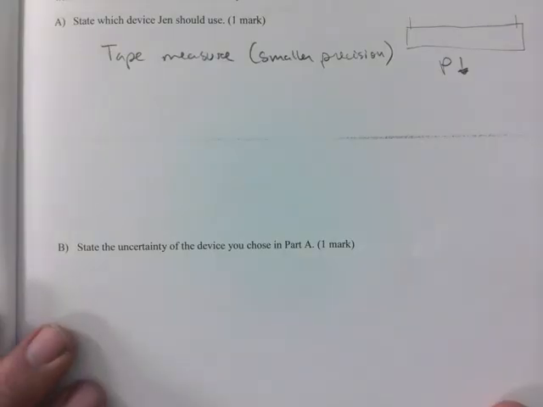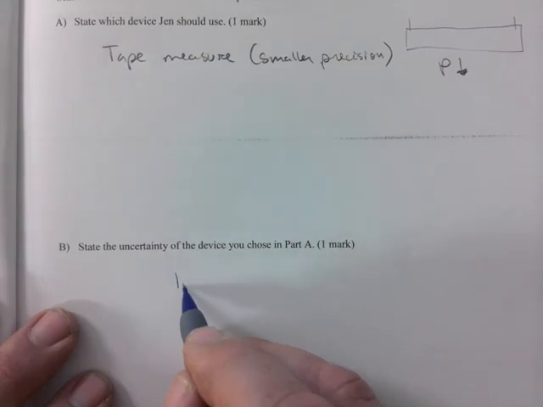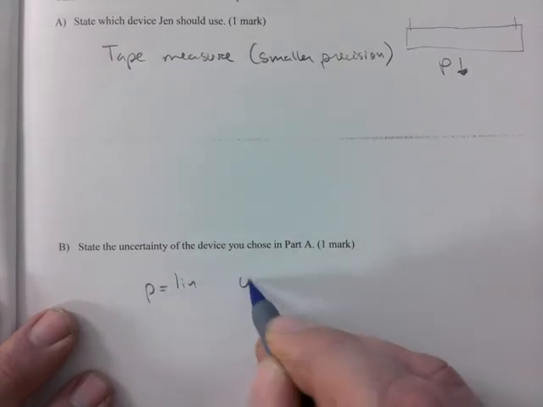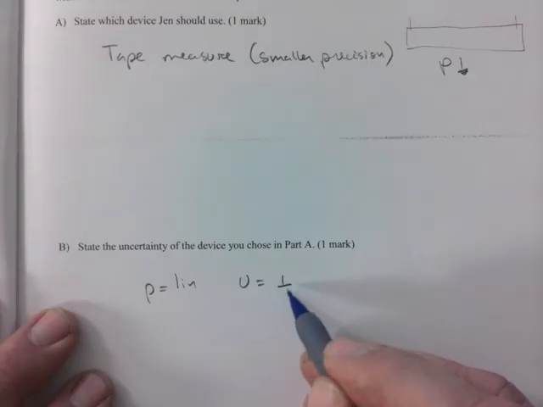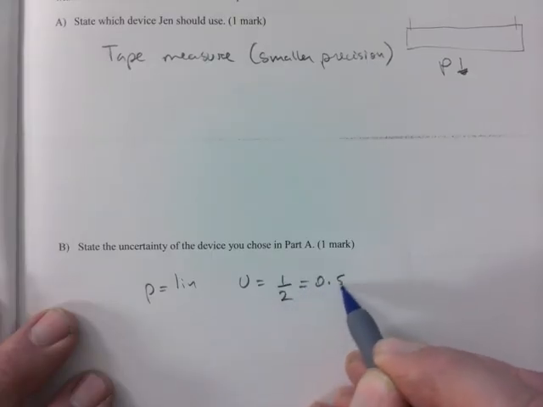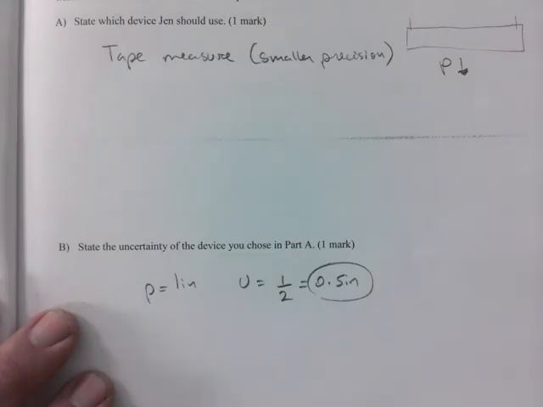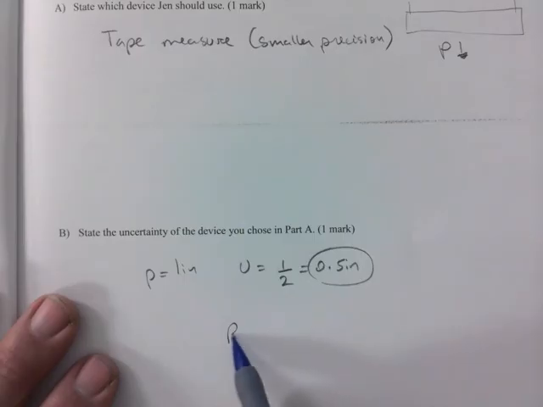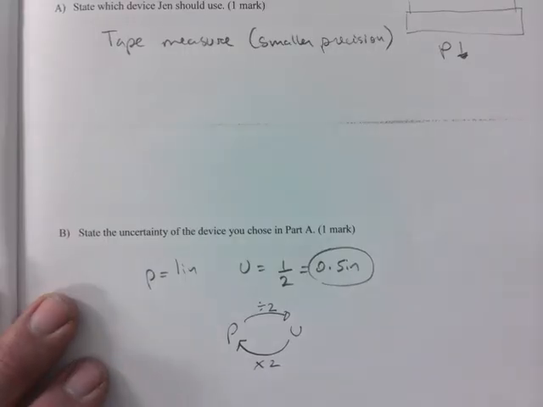Use the uncertainty. State the uncertainty of the device you chose in A. Well, it's just 1 inch, right? Is the precision. Uncertainty is just 1 divided by 2, so it's 0.5 inches, plus or minus. So remember, to get from precision to uncertainty, divide by 2. To go from uncertainty to precision, you multiply by 2. Let's keep going.